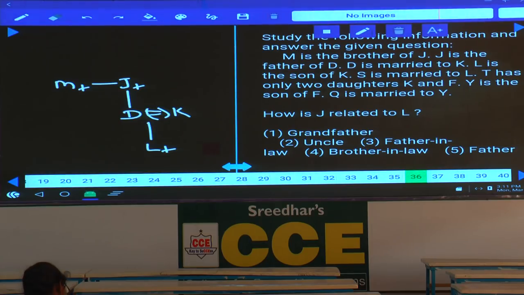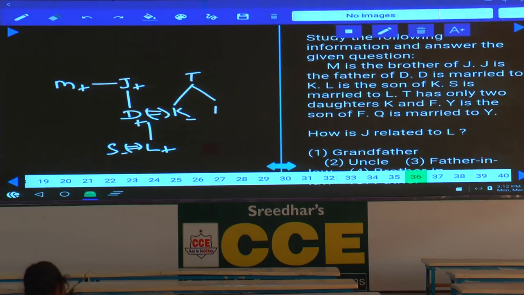And S is married to L, which means S, a female, is married to L, a male. And T has only two daughters, K and F. Now this T has only two daughters. One is K and the other one is F. As K is married to D, D is a male, and F is again a female.